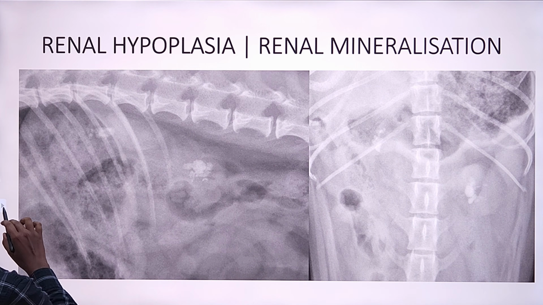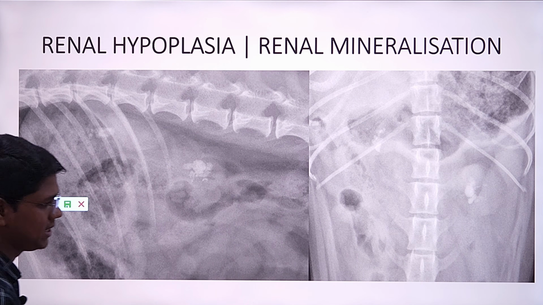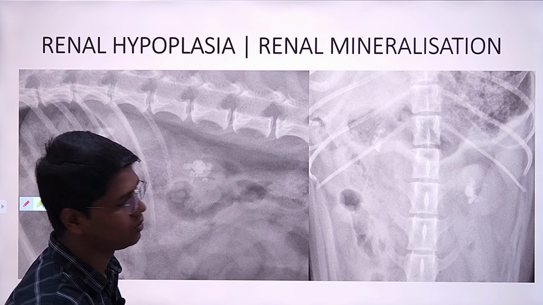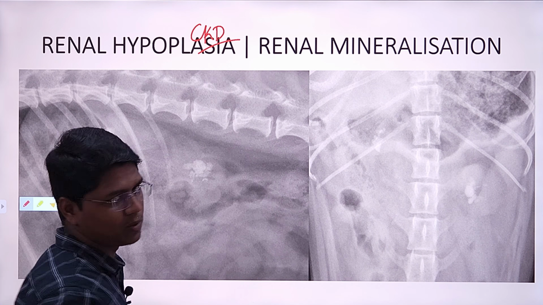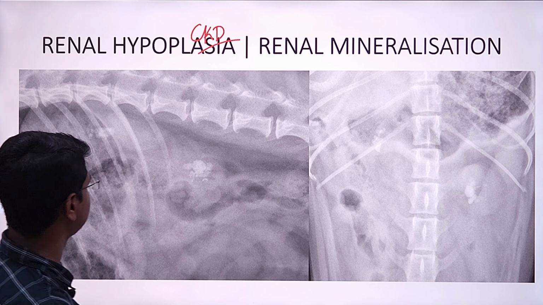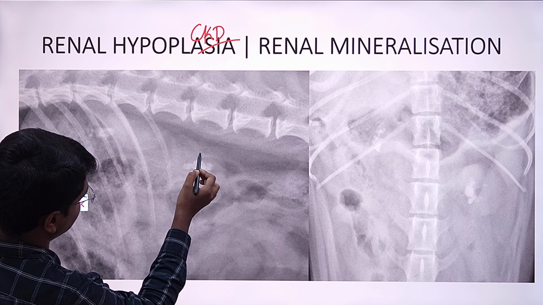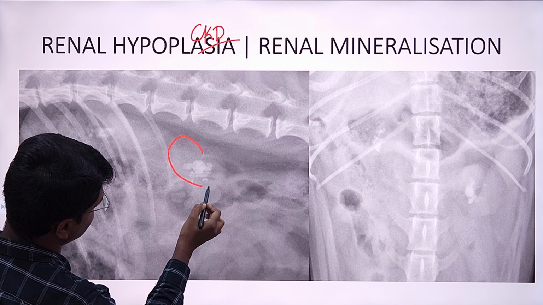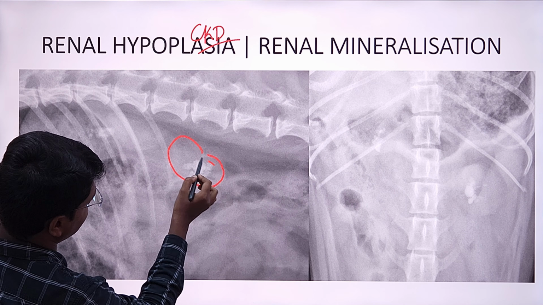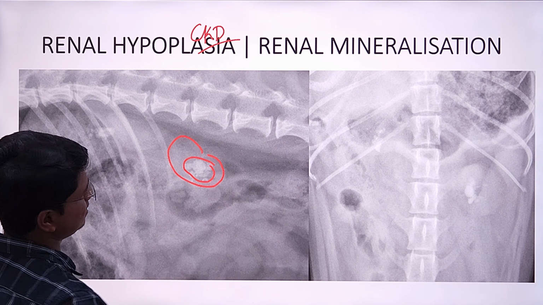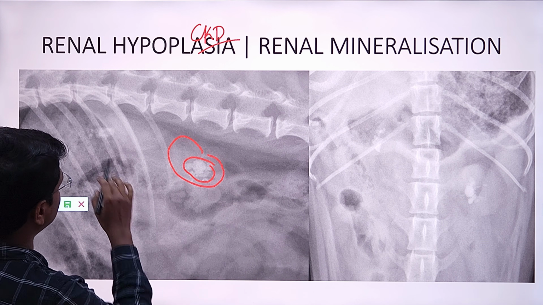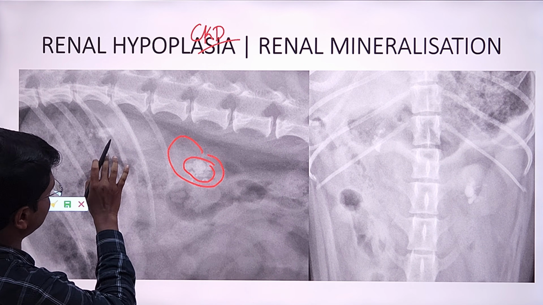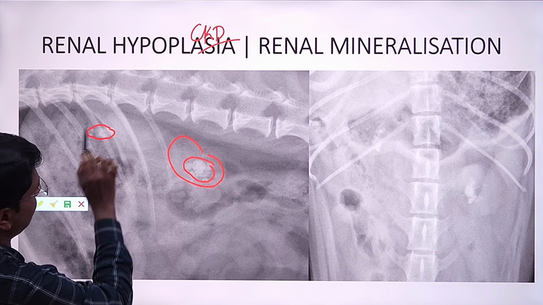Next is renal hypoplasia. Renal hypoplasia is basically seen in case of CKD, chronic kidney disease, most commonly, though you may find it in other cases also. Here you see a small kidney. This is a kidney, and here is some mineralization. These are basically nephroliths, a renal mineralization. The right kidney is not that visible, but you can see the mineralization.